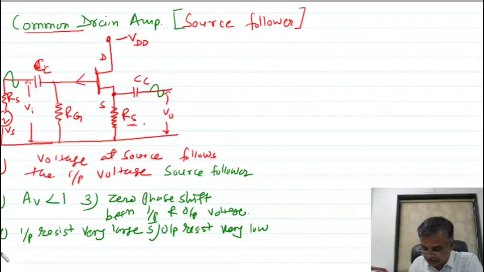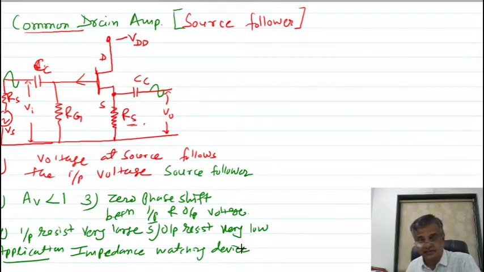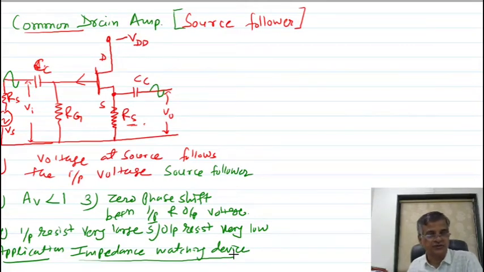Due to this reason, see the application: this circuit is used as an impedance matching device. So what is an impedance matching device? We already discussed it in the last semester, but even so, after completing this topic, I'll discuss what an impedance matching device is.